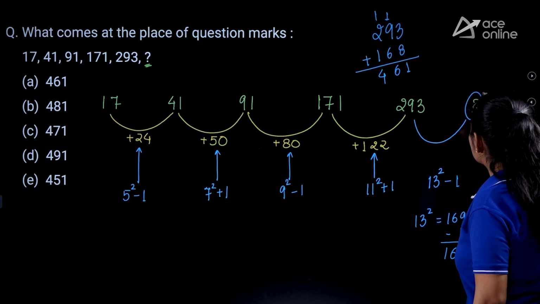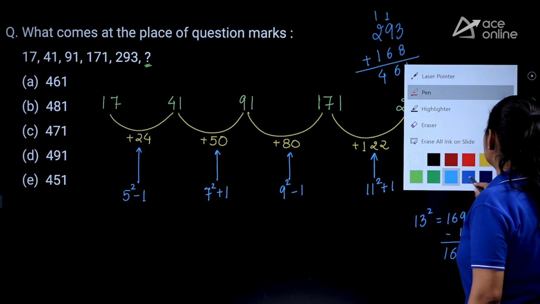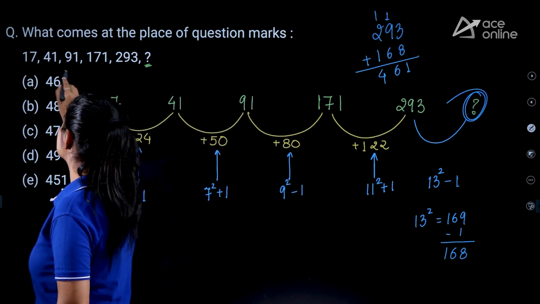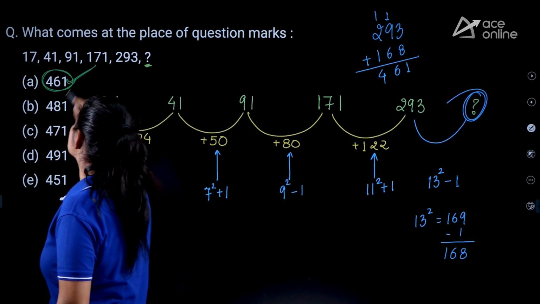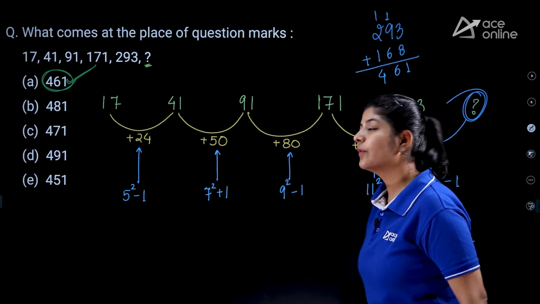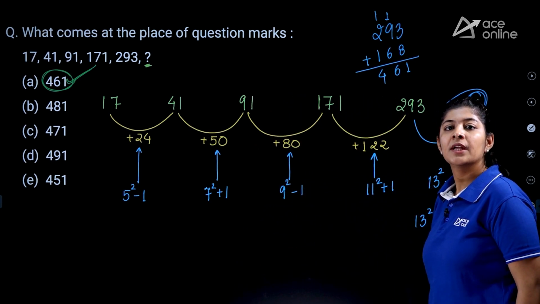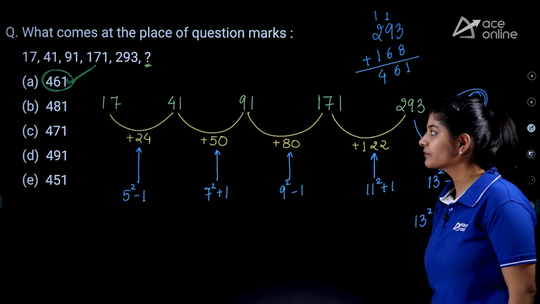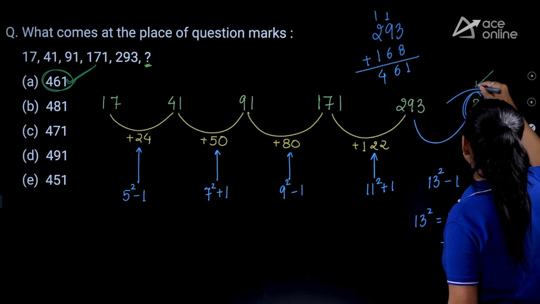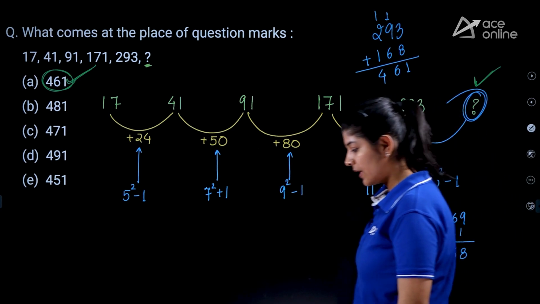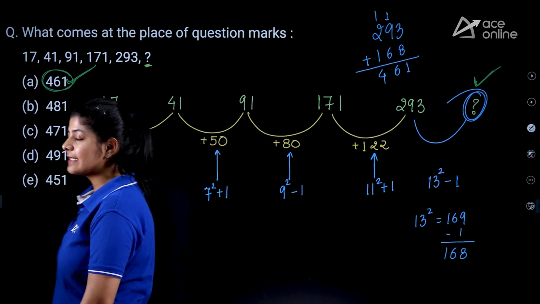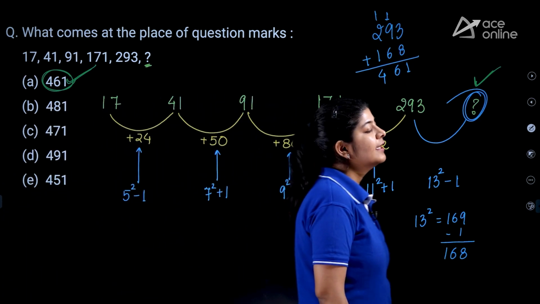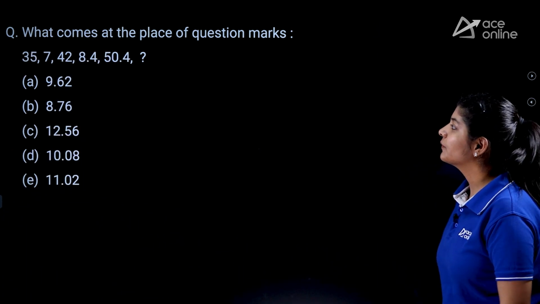The term that will come at the place of the question mark is 461. That means the correct answer is option number A. Is it clear? So the correct answer is 461. Okay. Next, let's see what the next question is.